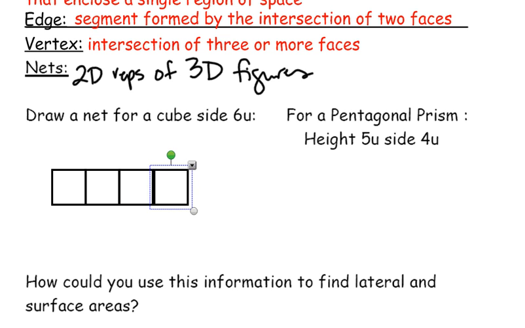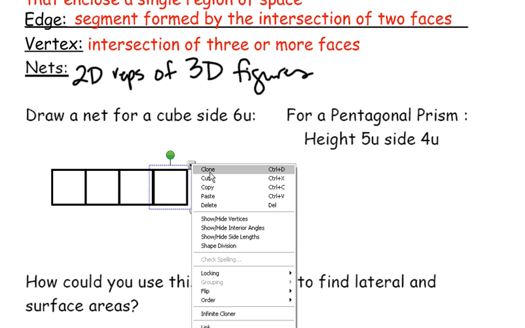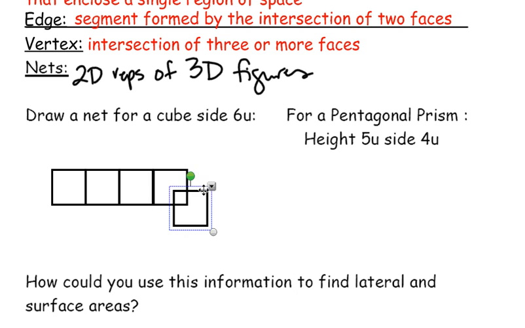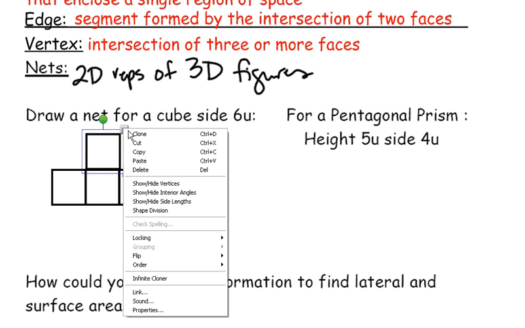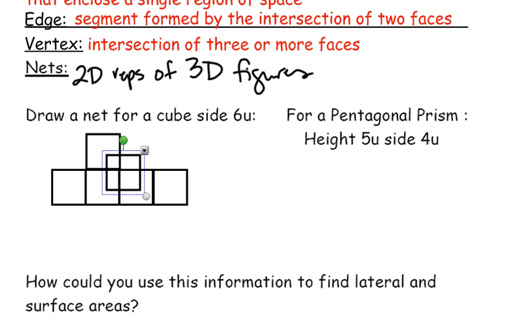All right, so there are my 4 lateral faces, and then in a cube, all the faces are the same, so I need to do my top base and also my bottom base. And those can go anywhere as long as they would go on top and on bottom of the figure when you folded this all together.